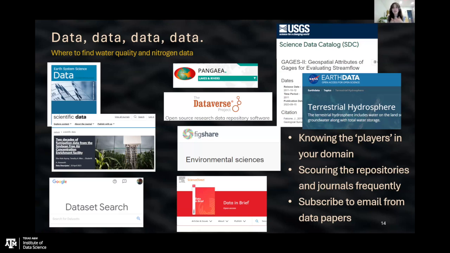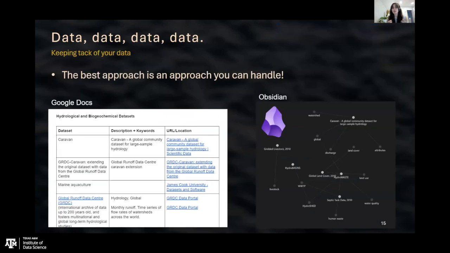Again, going back to branding, it's important that people know you as a data science or data person if you want to be in that sphere. I also subscribe to emails from data papers. With Scientific Data, I get a notification every week of what papers have come out. Of course, I'm not using most of the data that's coming out, but when I do see something I need, I'm able to document it.